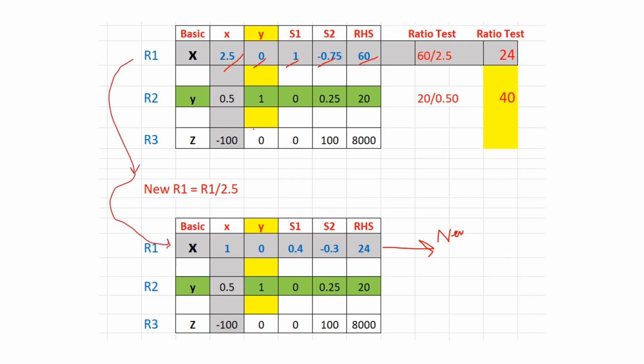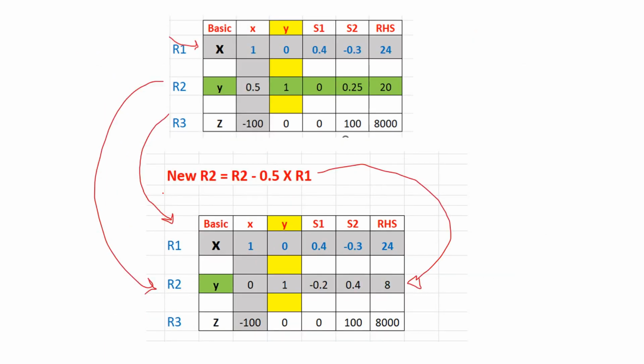Then next, what we have to do? We have to convert this one to 0. Whatever you do, you have to take this row and operate on other rows. Now how to do that? New R2 equals R2 minus 0.5 into R1. Note down that here this is 0.5. To make it 0, you have to subtract 0.5. So 0.5 minus 0.5 into R1, that is, R2 equals R2 minus 0.5 into R1.